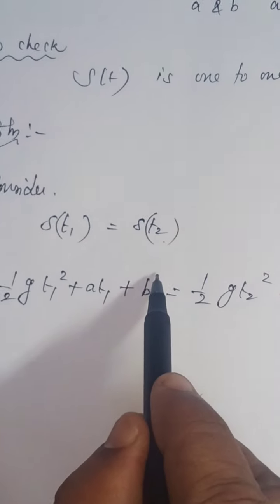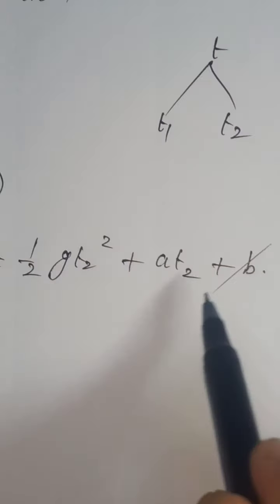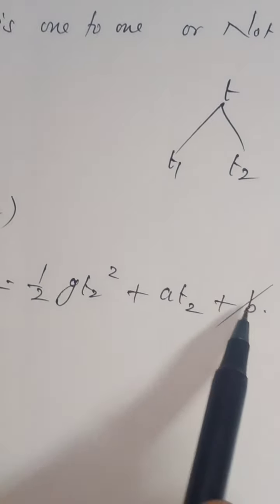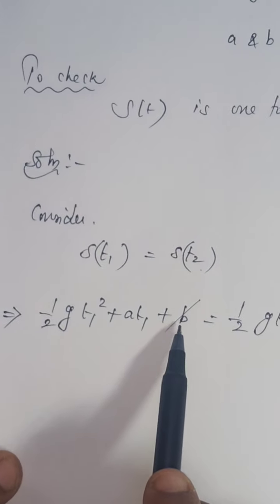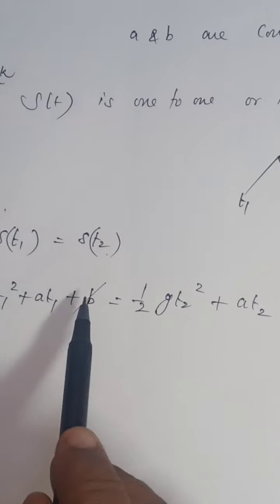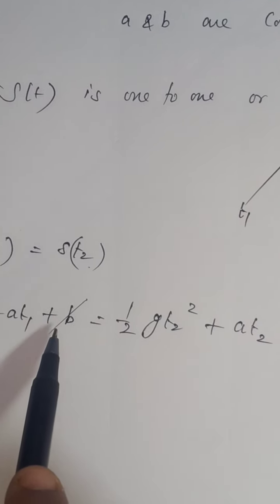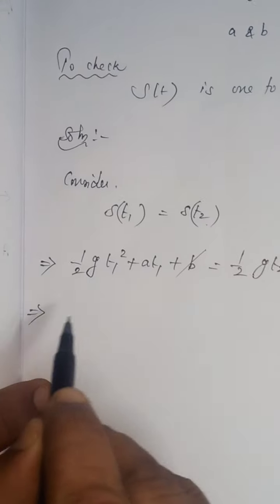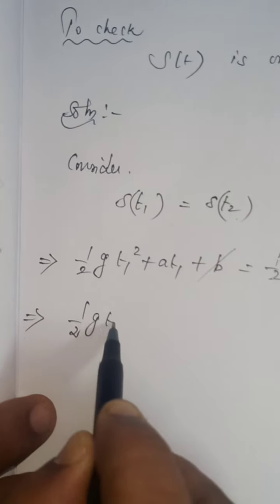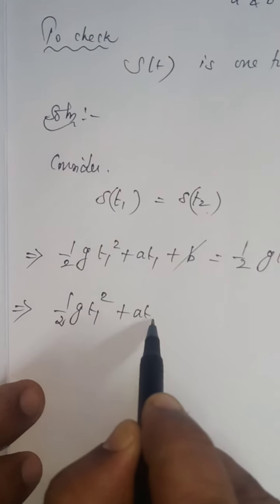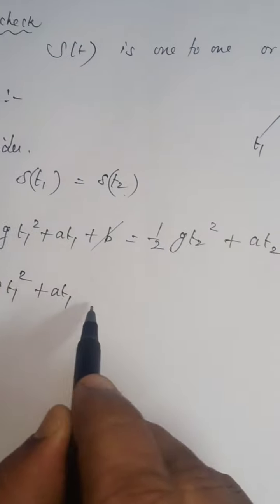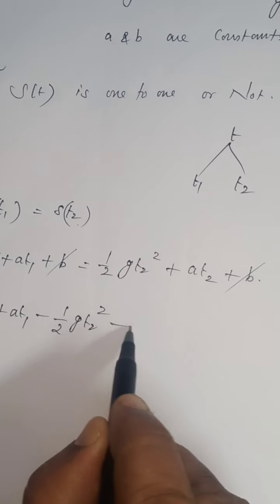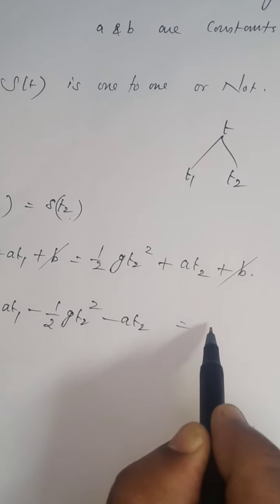we can cancel b alone. Plus b gets cancelled. You can directly cancel. Otherwise, if you bring that b to the left hand side, you will be getting minus b. So plus b minus b get cancelled. Otherwise, you can directly cancel b because b is in left hand side. Here also b is in right hand side. Now half g t1 squared plus a t1. This one comes to the left hand side, minus half g t2 squared. It comes to the left hand side, minus a t2, that is equal to 0.